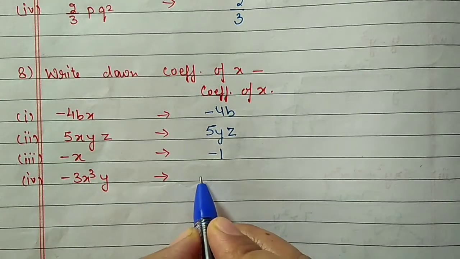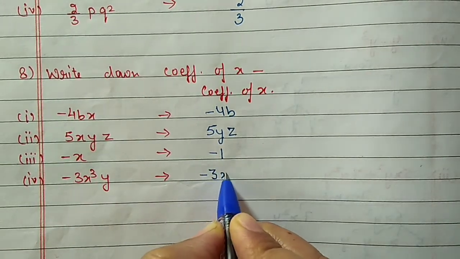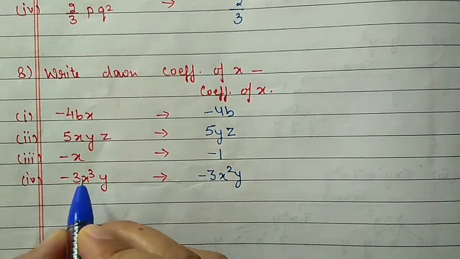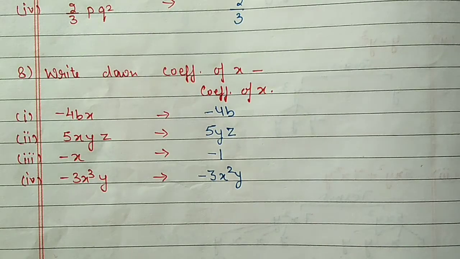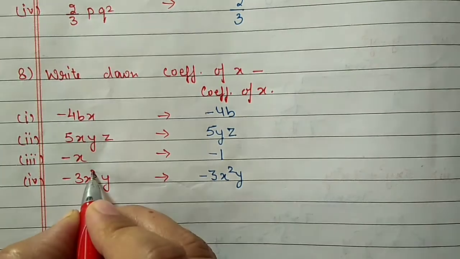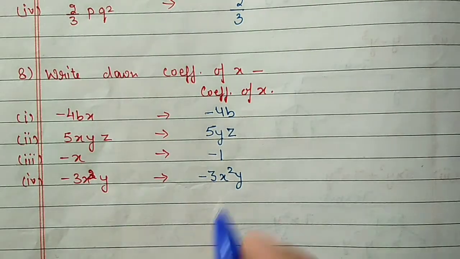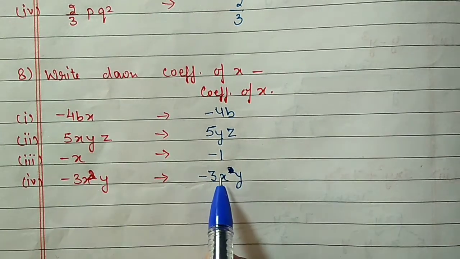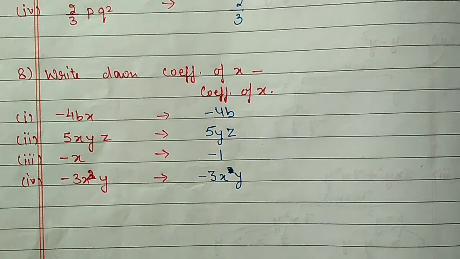In the next one, minus 3 x square y. Sorry, this is x square, I have written x cube. So it will be 3xy. Only one x we have to hide, then one x will be left over.